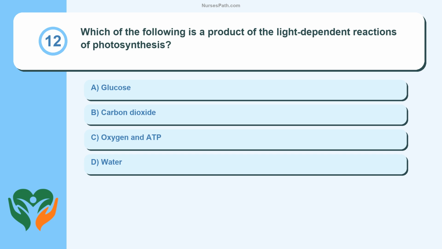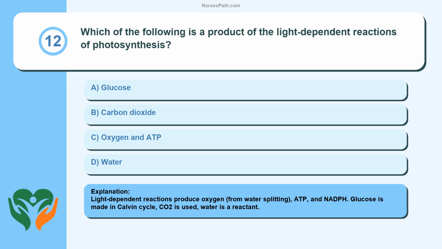Question 12. Which of the following is a product of the light-dependent reactions of photosynthesis? Glucose, carbon dioxide, oxygen and ATP, water. Light-dependent reactions produce oxygen, from water splitting, ATP, and NADPH. Glucose is made in the Calvin cycle, CO2 is used, water is a reactant.